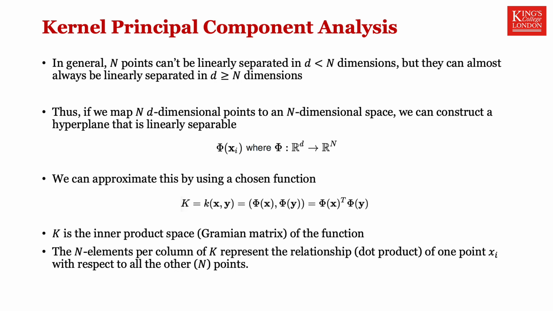One way to achieve this nonlinear dimensionality reduction using a method that you've seen before, which is PCA, is to do something called the kernel transformation. What we know from machine learning is that if we have n points, they can't normally be linearly separated in d dimensions if d is smaller than n. But they can almost always be linearly separated in d dimensions if d is bigger than n. Thus, if we map n d-dimensional points to an n-dimensional space, we can construct a hyperplane that is linearly separable.